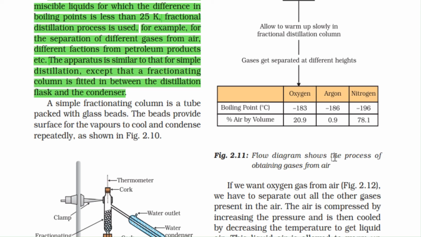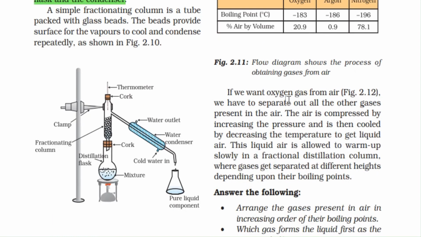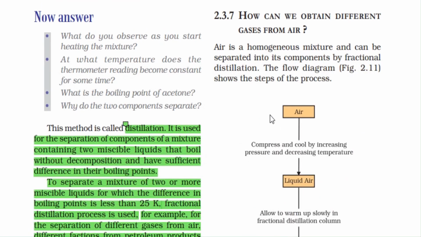So the diagram shows the process of obtaining gases from air. If we want oxygen gas from air, we have to separate out all the other gases present in the air. The air is compressed by increasing the pressure and is then cooled by decreasing the temperature to get liquid air. This air is allowed to warm up slowly in a fractional distillation column where the gases get separated at different heights depending upon their boiling points. So if you remember this chart, you can answer the question of how you separate the different gases from air.